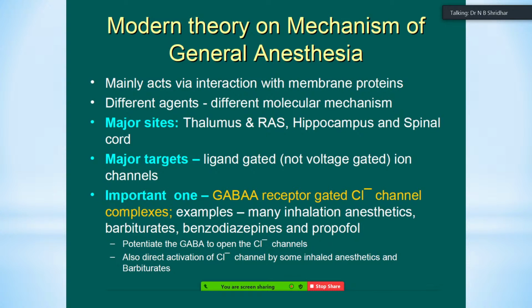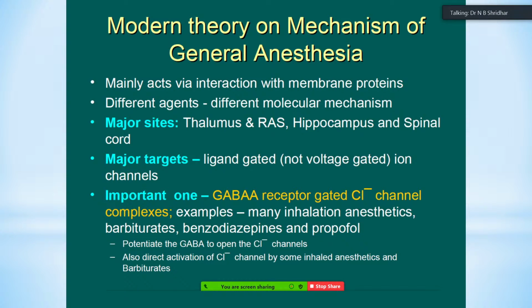The important one among these is the GABA A receptor, the gated chloride ion channel complexes. GABA A receptor gated chloride ion channels are very important in induction of anesthesia. And many inhalant anesthetics act by this specific mechanism, especially halothane and ether, and of course the barbiturates, benzodiazepines and propofol. They induce anesthesia with the action on the GABA A type of receptors.